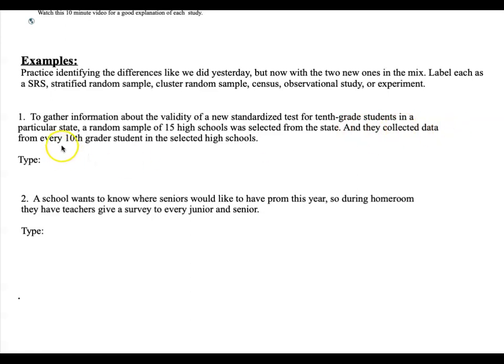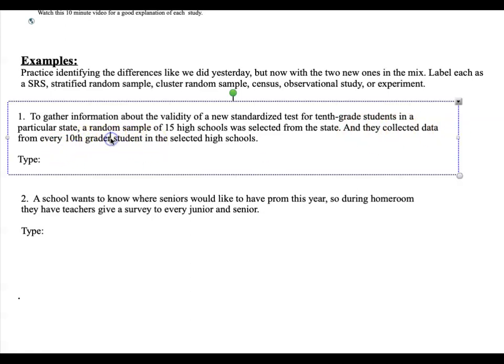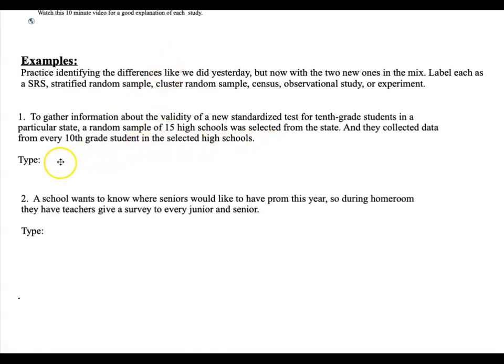They collected data from every 10th grade student in the selected high schools. All right, so we're grabbing 15 of them. So this would be a cluster random sample, and the reason why is because we're grabbing these 15 high schools and they should be representative of the whole state. So those are like the clusters.